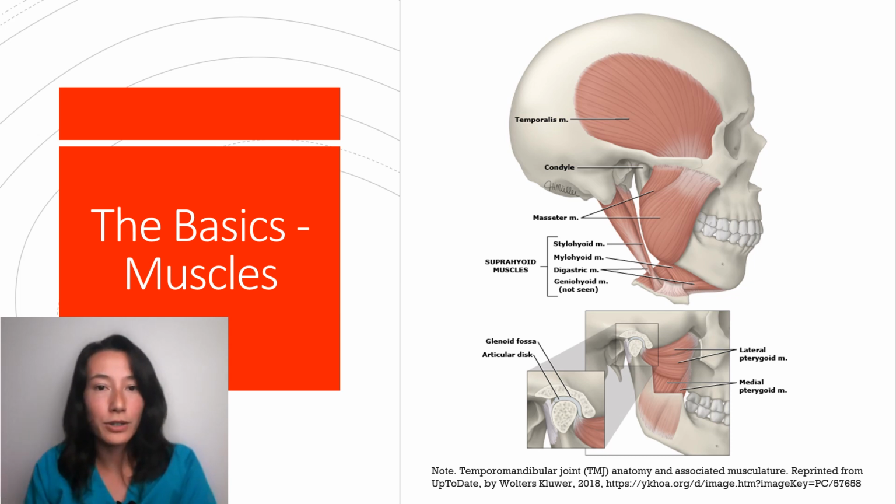Here's a picture of the muscles: masseter, temporalis, medial and lateral pterygoids.